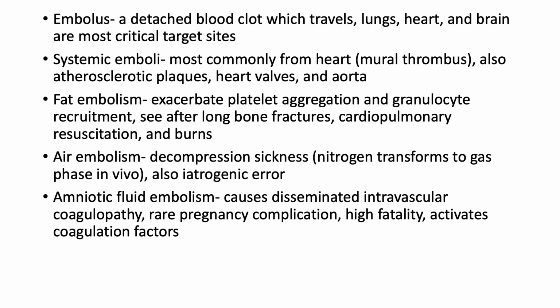An embolus is a detached blood clot. It can travel to lungs, heart, and brain. These are the most critical target sites. Systemic emboli are usually from the heart. These are mural thrombi from the wall of usually the atrium. These are atherosclerotic plaques. They can also originate from heart valves and the aorta.